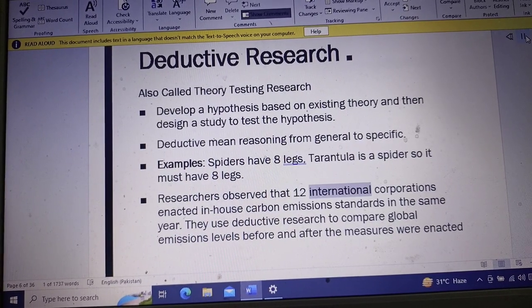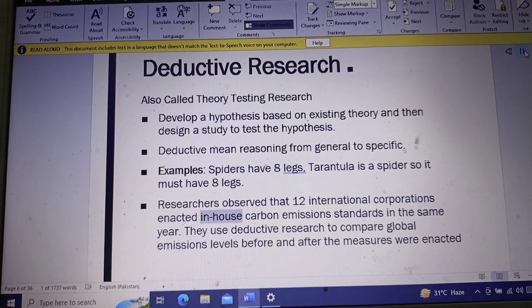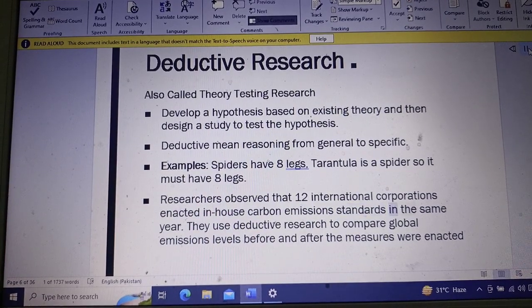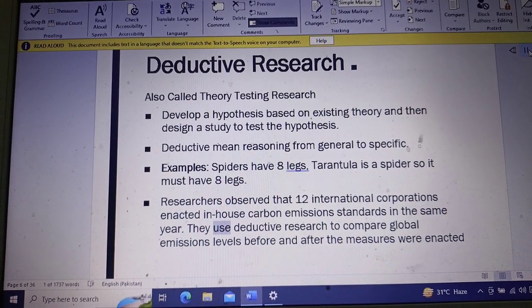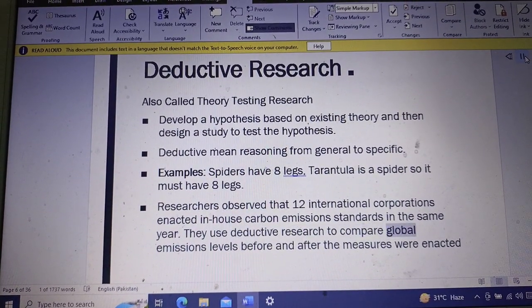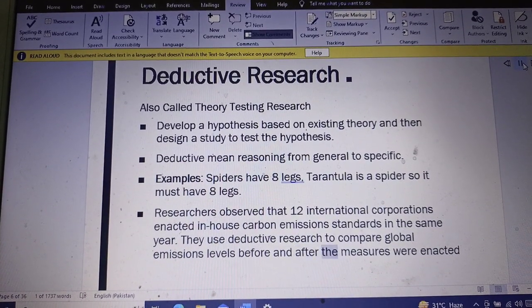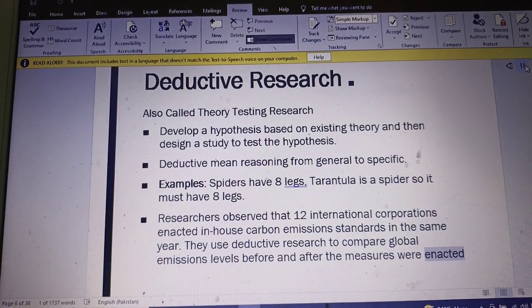Researchers observed that 12 international corporations enacted in-house carbon emission standards in the same year. They used deductive research to compare global emissions levels before and after the measures were enacted.